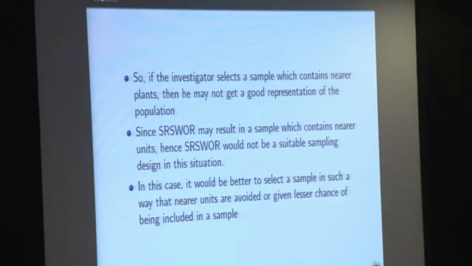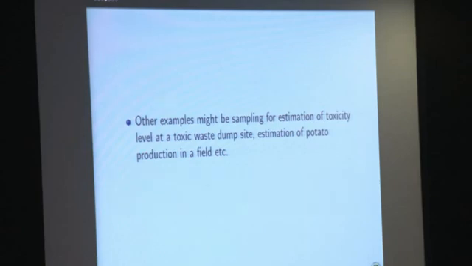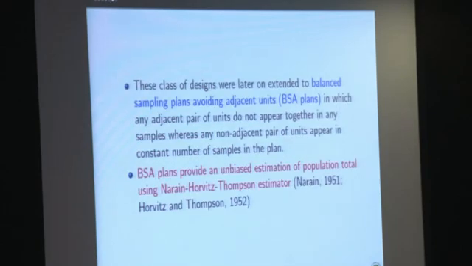If you select SRSWOR, simple random sampling design, for such a survey, for such kind of population, then it will not be a good plan, because it can give a sample which has nearer units in it. That is not desirable in this case. So some alternative sampling design has to be used. Other examples might be, say, estimation of toxicity level at a toxic waste dump site, or estimation of potato production in a field. In all these kinds of populations, the nearer units will give similar measurements, and it would be desirable that the nearer units are avoided.